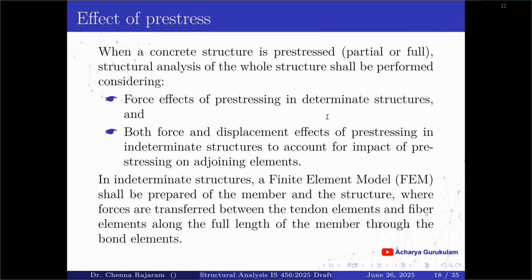Next, effect of pre-stress. When a concrete structure is pre-stressed, that is partially or fully, structural analysis of the whole structure shall be performed by considering the force effects of pre-stressing in determinate structures and both force and displacement effects of pre-stressing in indeterminate structures to account for impact of pre-stressing on adjoining elements. Whereas in indeterminate structures, a finite element method, that is FEM, model shall be prepared of the members and the structure where forces are transferred between the tendon elements and fiber elements along the full length of the member through the bond elements.